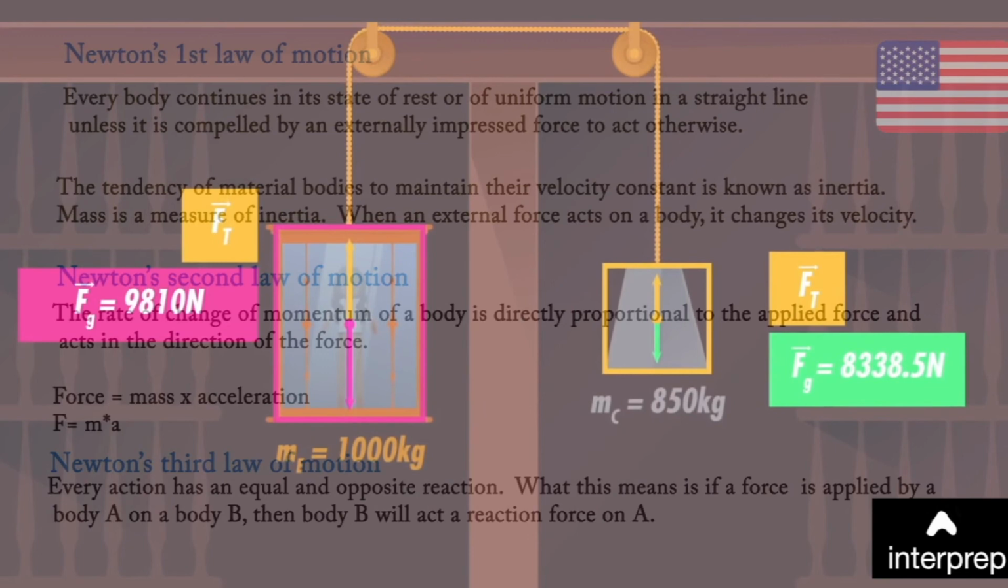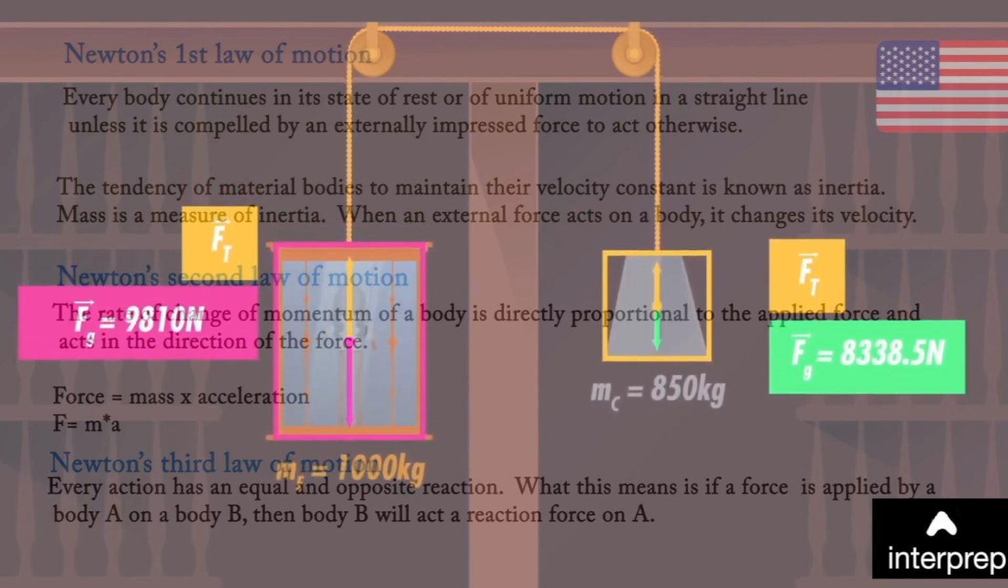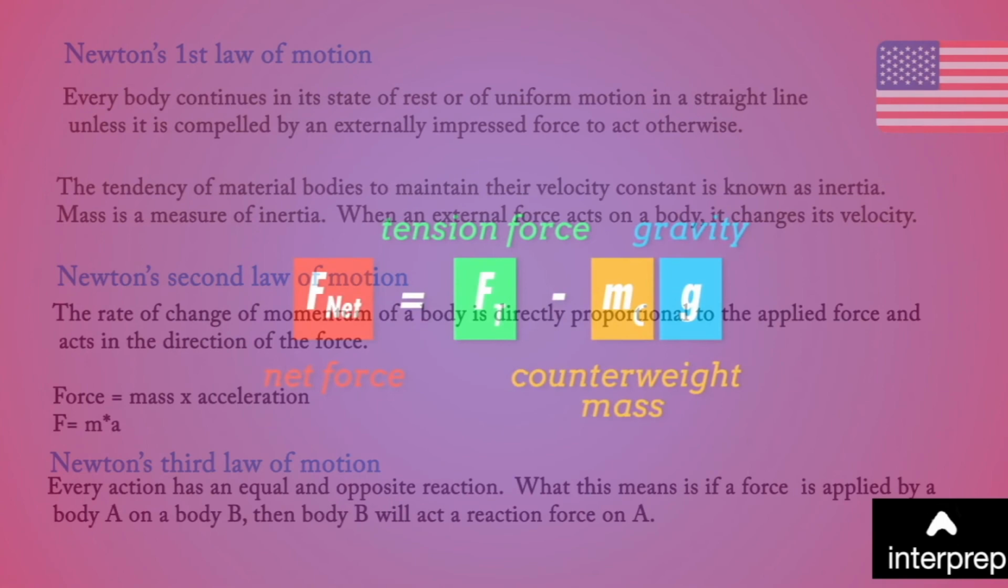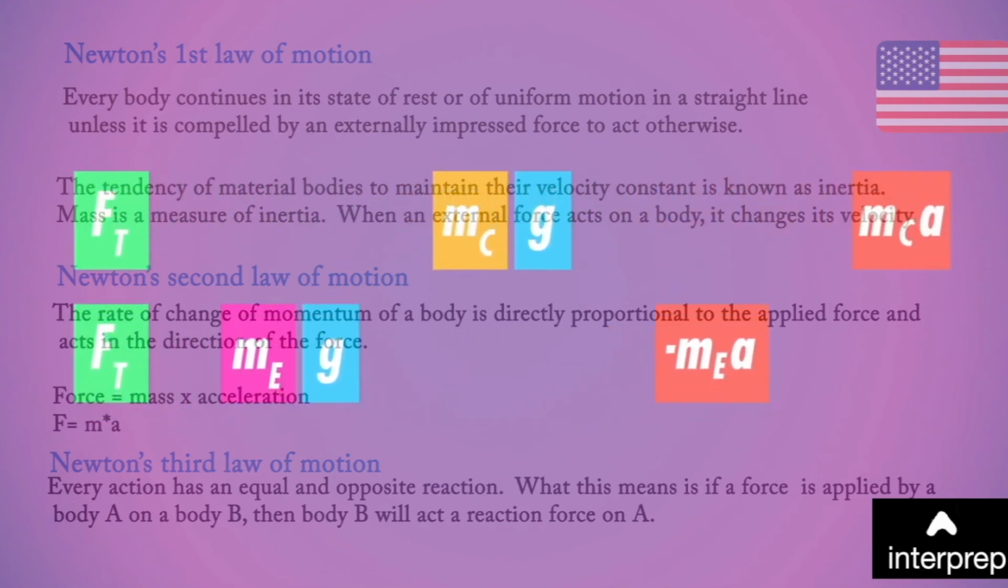This tension force is actually pulling the counterweight mass. Here is its equation. Now, writing these two equations together and solving for a, will give us the value of acceleration.